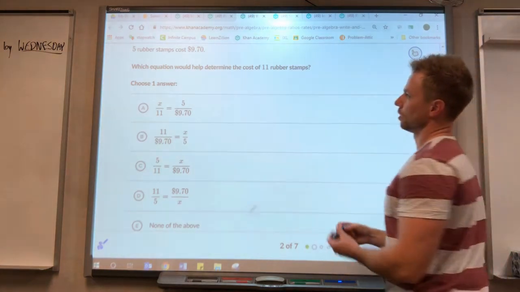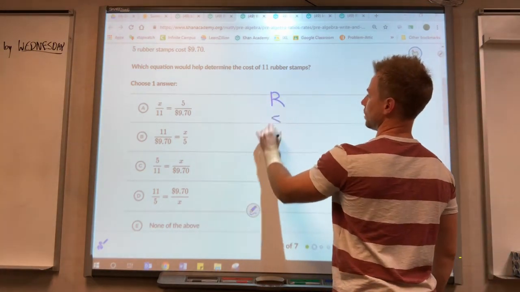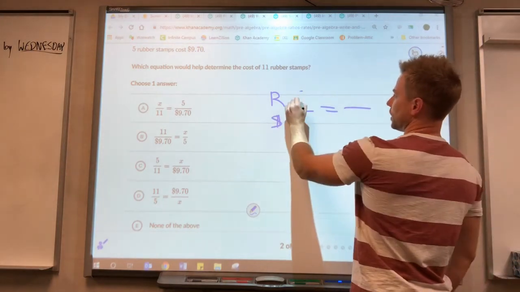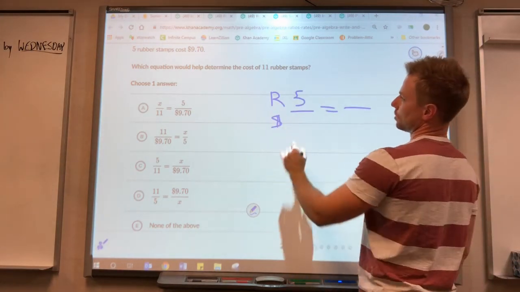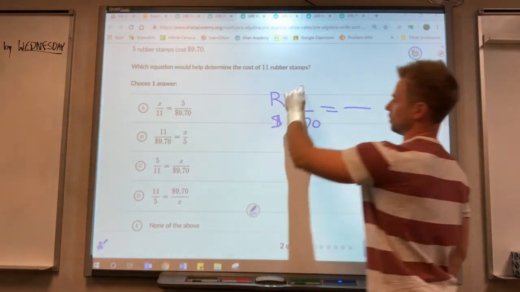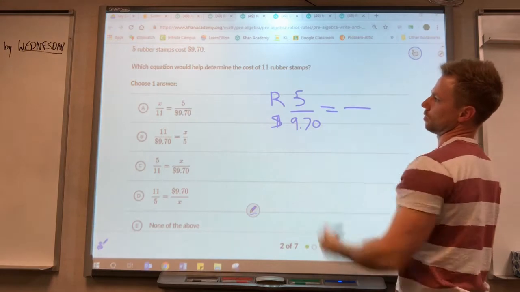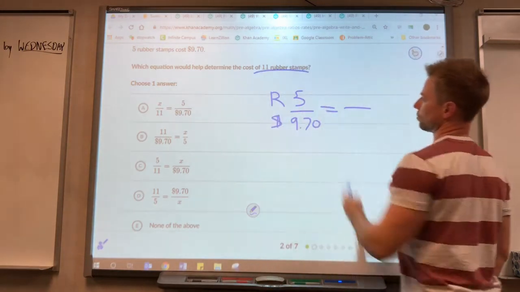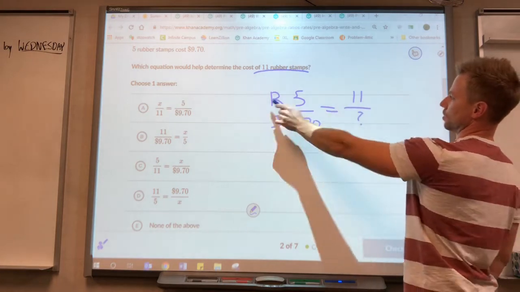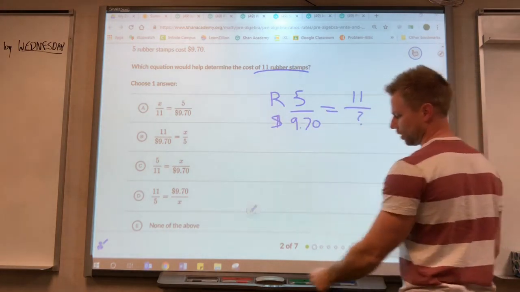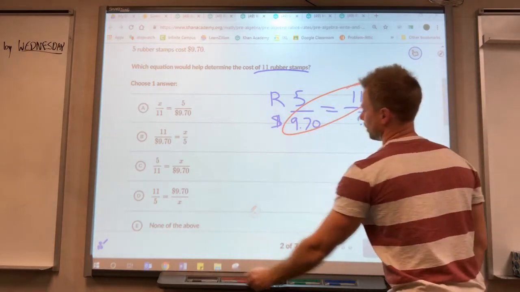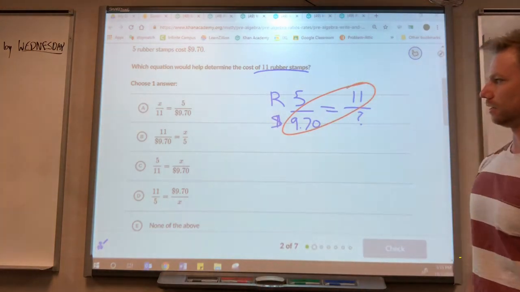Okay, again, we want to put our labels. We have rubber stamps and we have money. 5 rubber stamps, the 5 goes where rubber stamps are. 970 goes underneath it. Same sentence, same side of the proportion or same ratio. How much for 11 rubber stamps? 11 goes on top because that's where the rubber stamps are. And we are looking for a proportion that cross multiplies these numbers, 970 and 11.